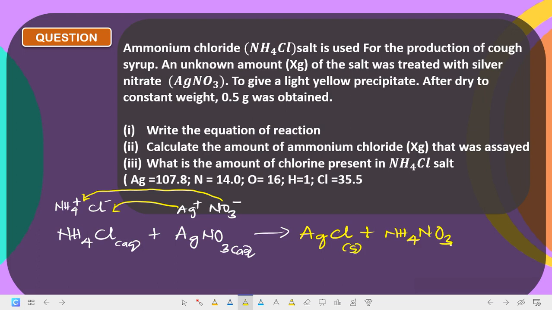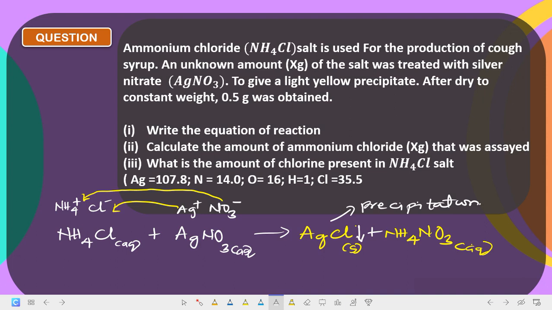Now this is a solid and this is aqueous. Now this solid we precipitate out. So in some cases, if you want to indicate a precipitate, what do you use? You use this to indicate that it's a precipitate, or you can write it out even as precipitate. So this is the equation of reaction. If you write this, you get a certain amount of marks. Now the next one says calculate the amount of ammonium chloride that was assayed.